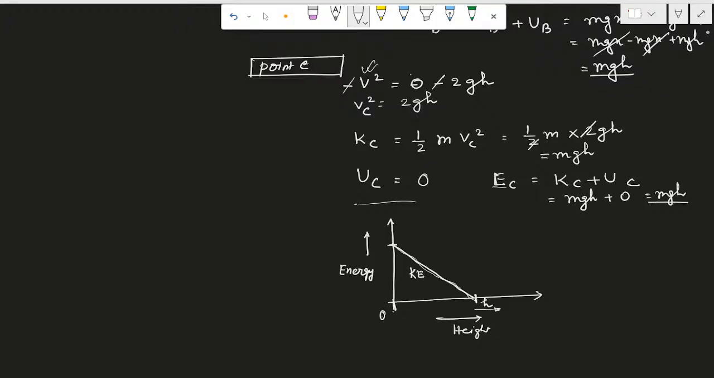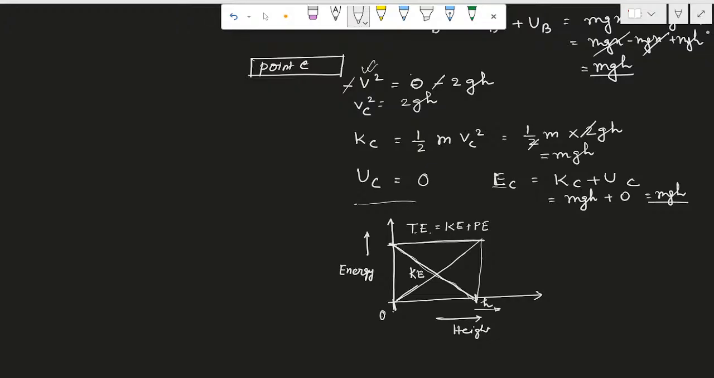Opposite happens for potential energy. At zero, it is zero. As the height increases, it increases to the maximum value. Okay, and therefore we can close this rectangle, and this upper value is actually the total energy TE, that is KE plus PE.